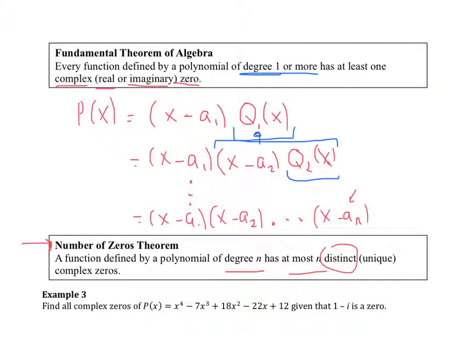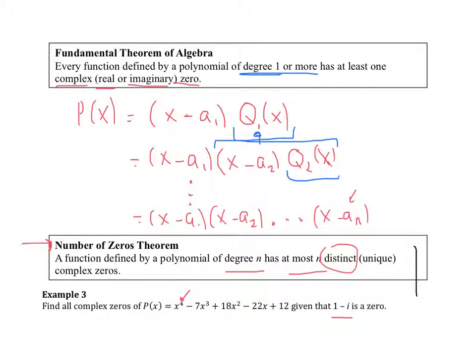And so now this allows us to look at example 3. This polynomial here is a degree 4, so I'm thinking at most it'll have 4 distinct complex zeros. And what they've done is they've given me a zero right here, 1 minus i. The goal is to find the other zeros, and this is where all our work with synthetic division is going to be important, because that's how we're going to solve this one.